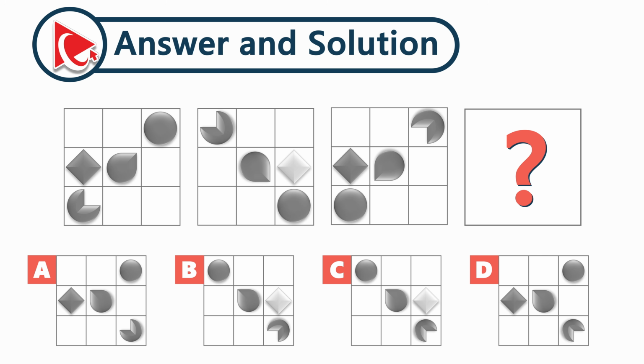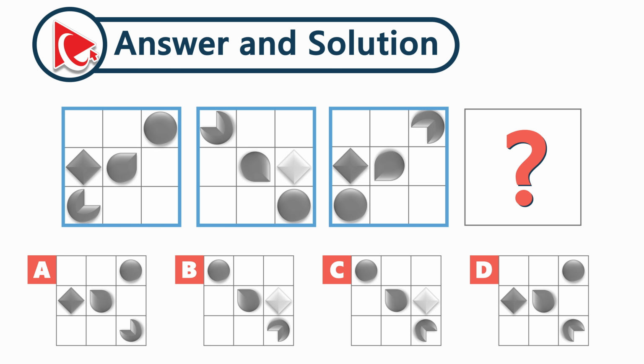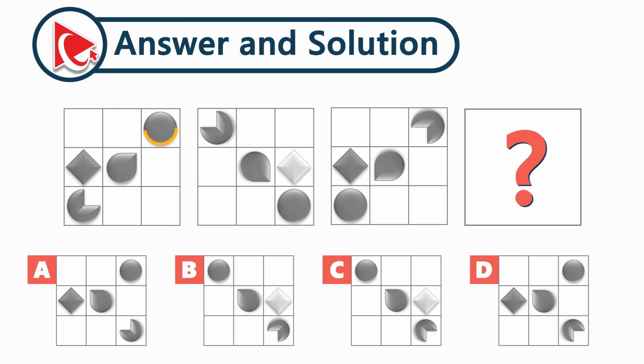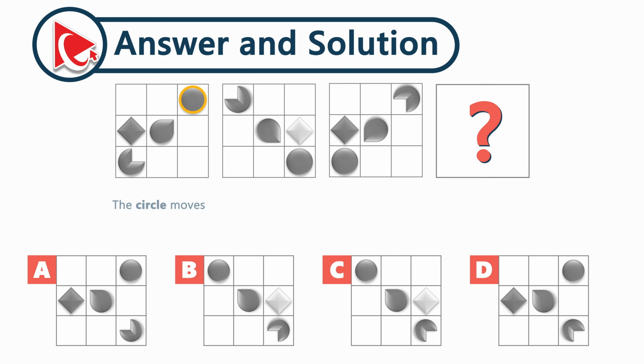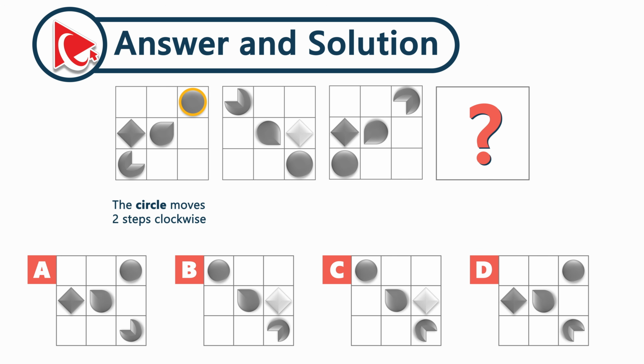As you might have guessed, the solution for this problem will have 4 different patterns. Let's follow each individual shape in squares 1 through 3 to detect the pattern for that particular shape. Let's first start with the circle. The circle moves 2 steps clockwise. It basically goes from corner to corner to corner and then to another corner again.